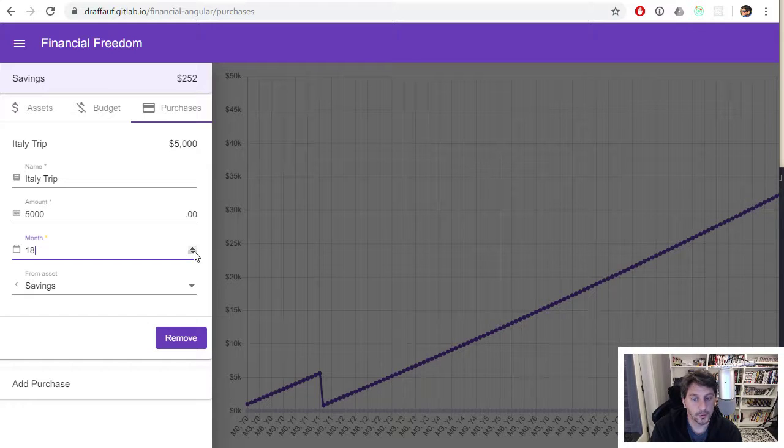Don't want to get at zero. But yeah, look at that. Just by making one relatively painless adjustment to living expenses, we're able to do that Italy trip that you wanted to do, instead of in 2 years, even sooner.